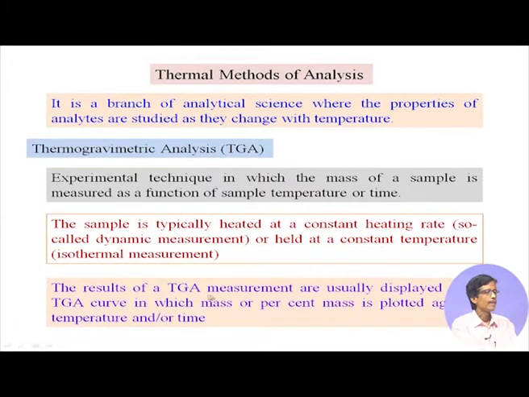So, what do we get as the result? The result we will definitely get as a plot. The results of TGA measurements are usually displayed as a TGA curve. So, what are we monitoring? We are monitoring a property and the change of that property for any physical change or chemical reaction. So, there will be a curve where mass or percent mass is plotted against temperature or time, because as I told just now, your temperature is synchronized with time. So, we can get that.